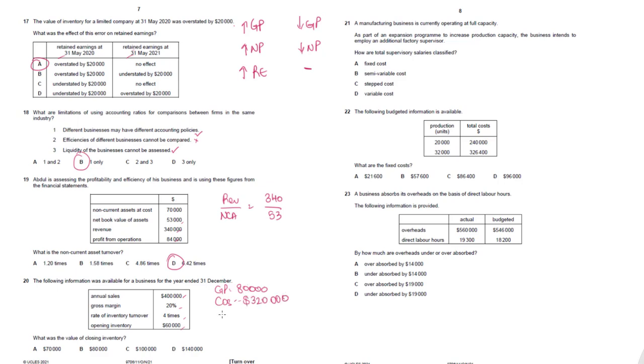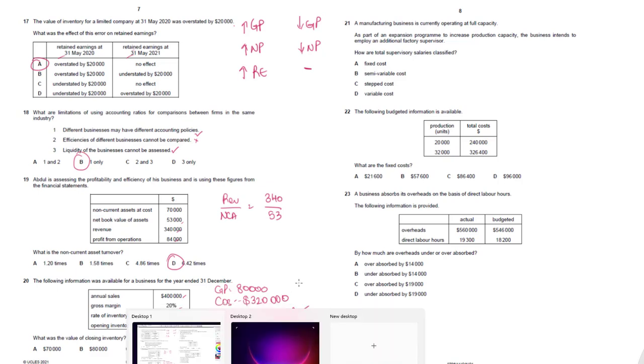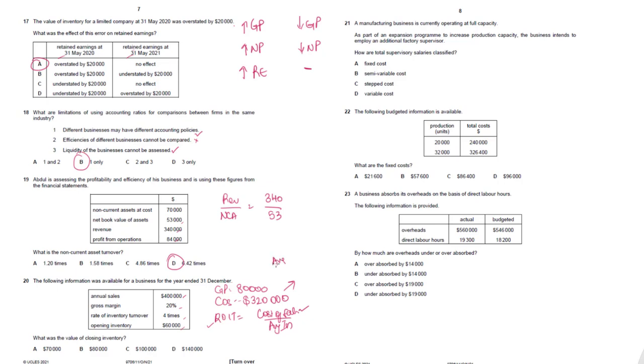And what is the formula of rate of inventory turnover? Cost of sales upon average inventory. Now you have the rate of inventory turnover as 4 times. You have the cost of sales calculated as 320,000. So it means average inventory will be 320,000 divided by 4, 80,000. If opening inventory is 60,000, you will have to calculate what figure of closing inventory will give you an average of 80,000. So the correct option is 100,000, 20C.